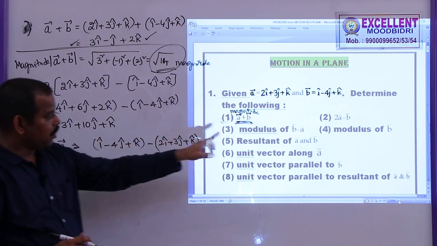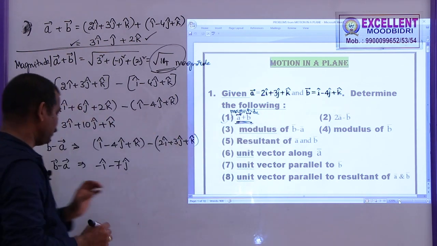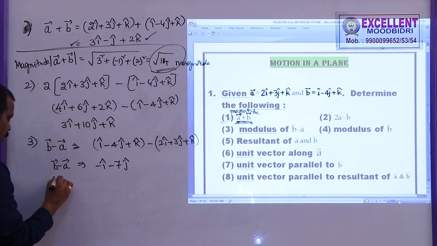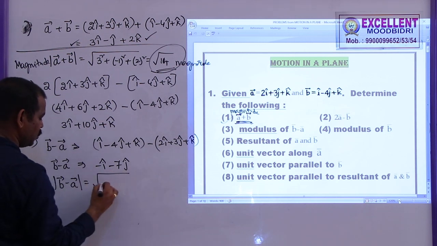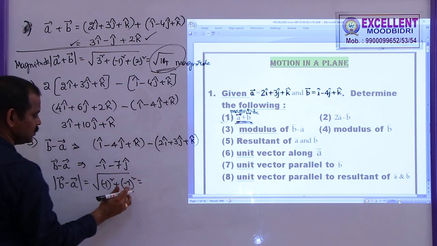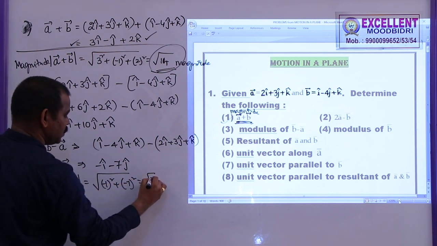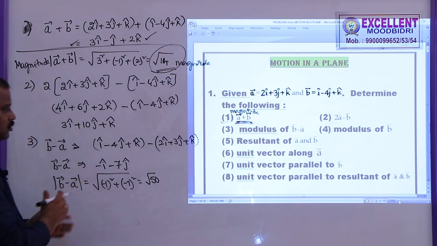But what is the modulus of this one? Means magnitude. They may ask to find out modulus or magnitude. So modulus of B bar minus A bar means magnitude of this one, root over minus 1 square plus minus 7 square, 7 square 49, plus 1. So the answer is root 50. Remember this one. Here we need to find out the magnitude of this one.